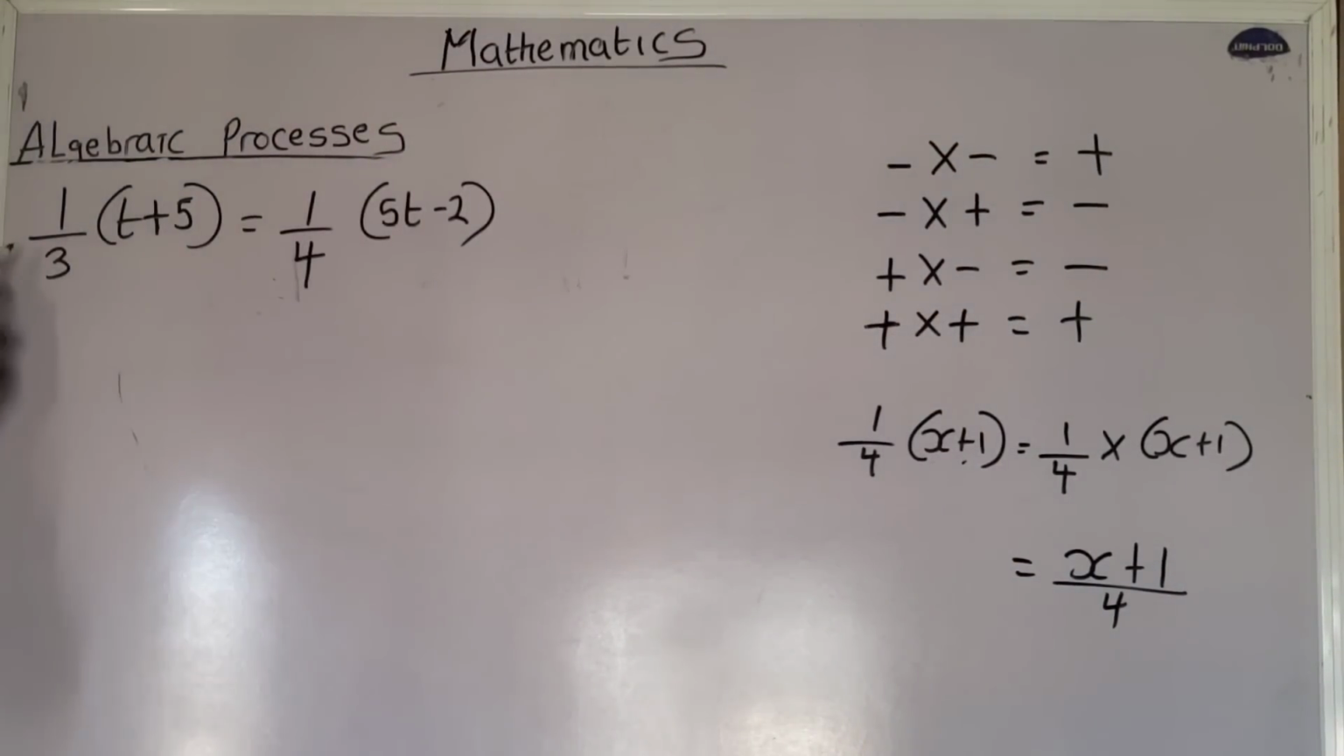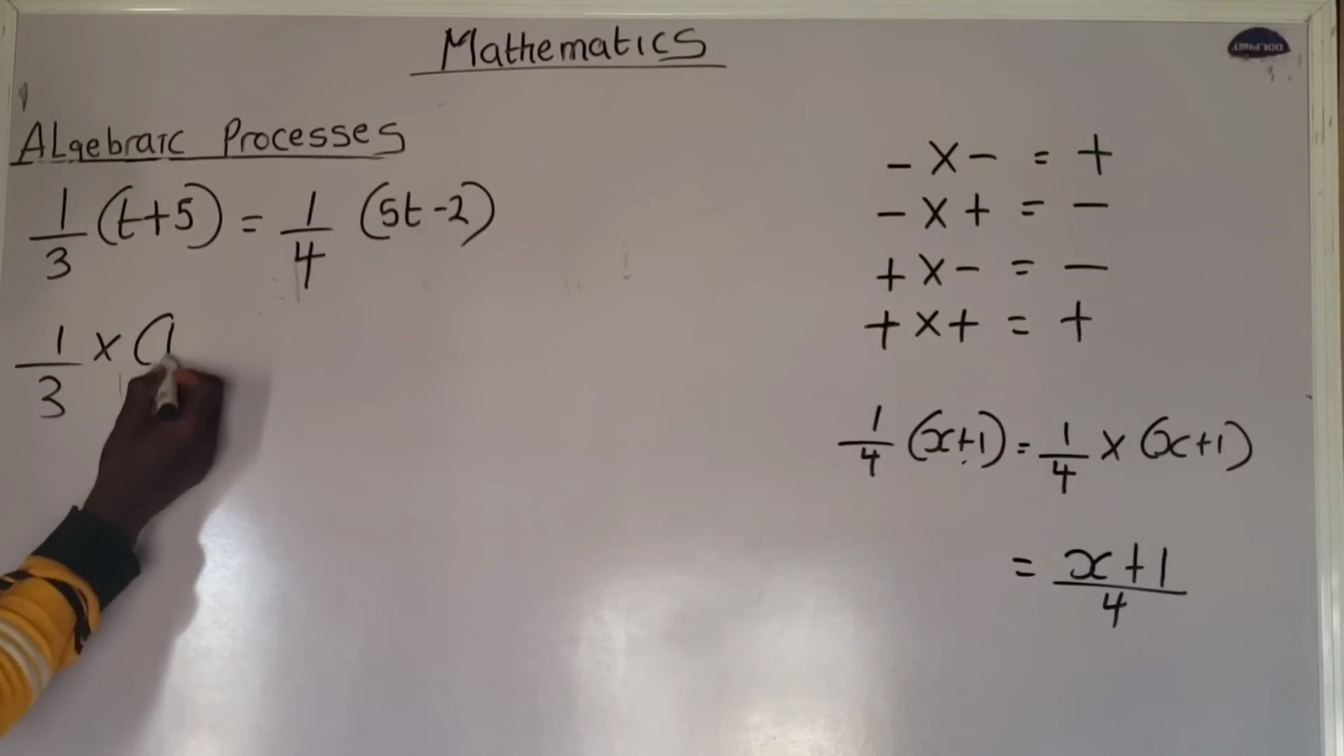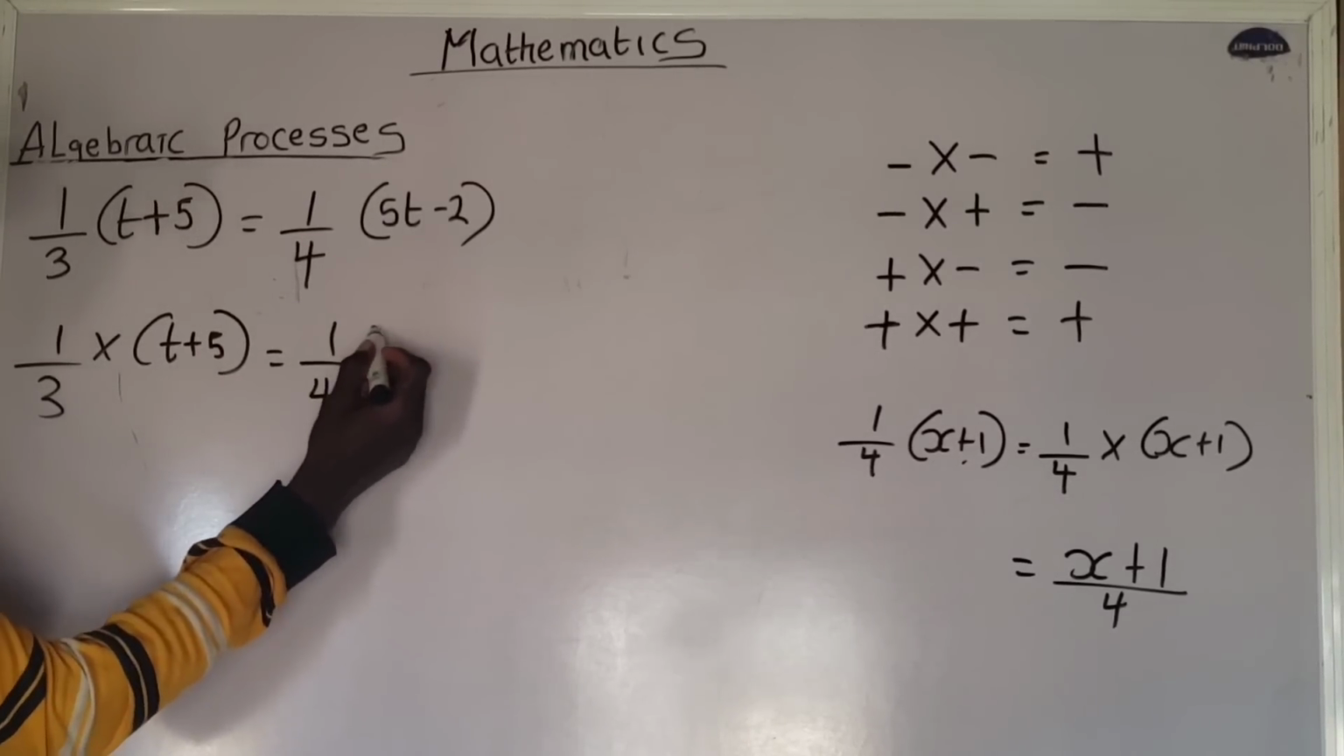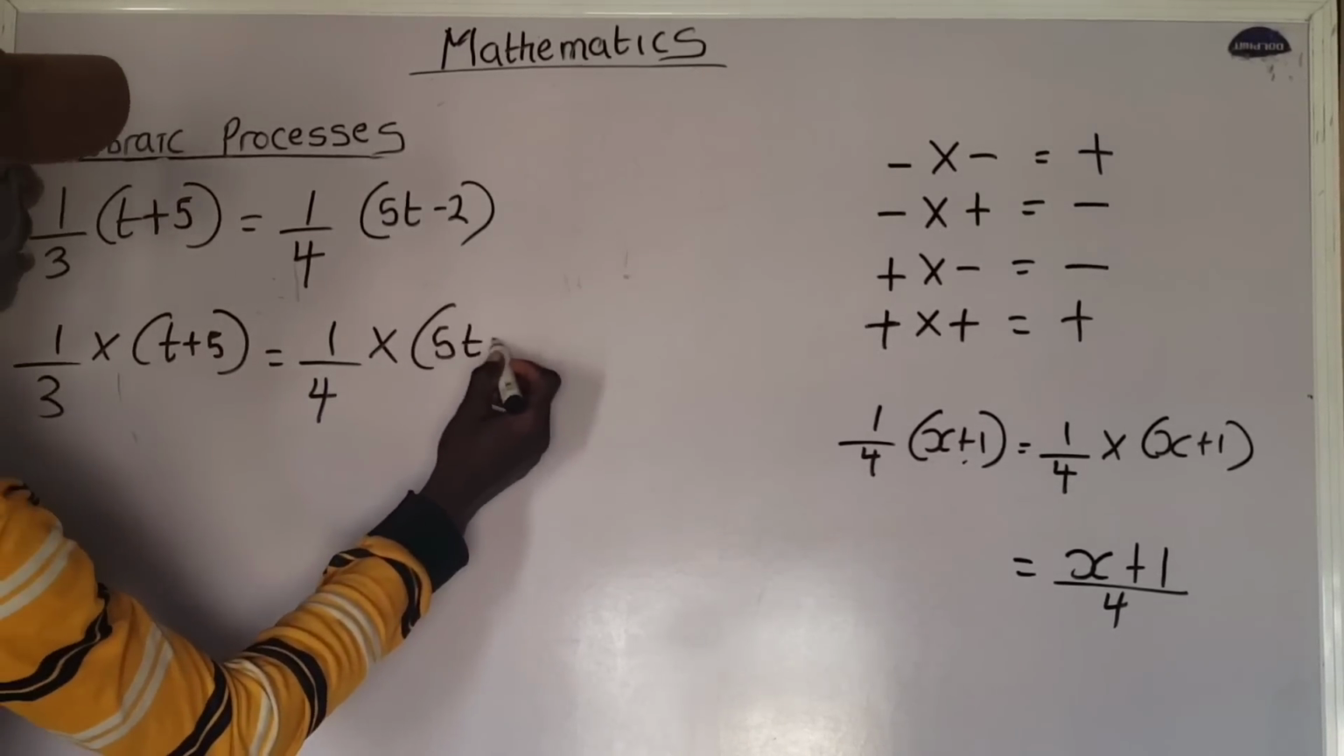Okay, now we have 1 over 3 into bracket t plus 5. That means that this t plus 5 will be multiplying the numerator. The numerator here is what? 1. You understand? So for this, I'm going to have 1 over 3 multiplied by t plus 5, is equals to 1 over 4 multiplied by 5t minus 2.